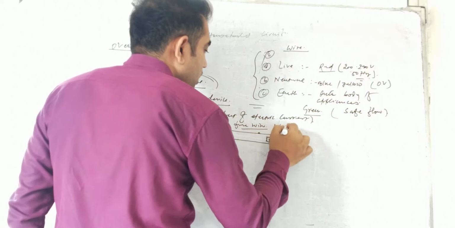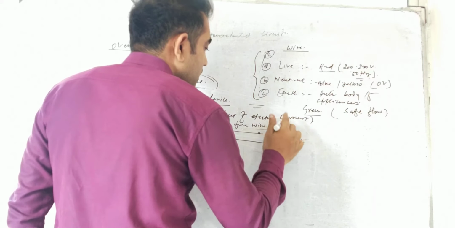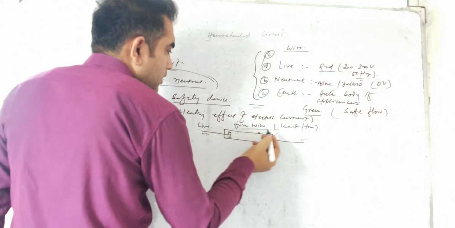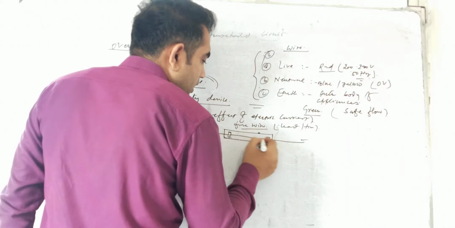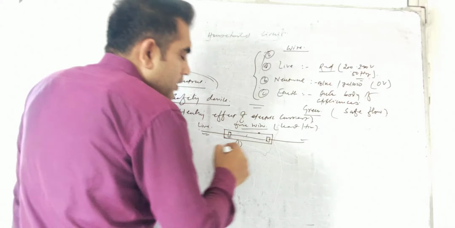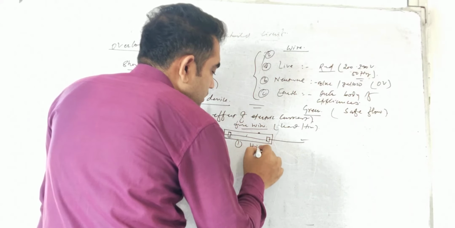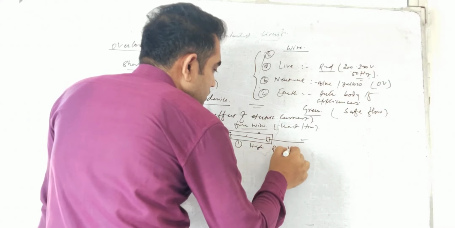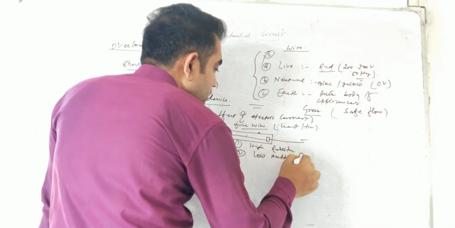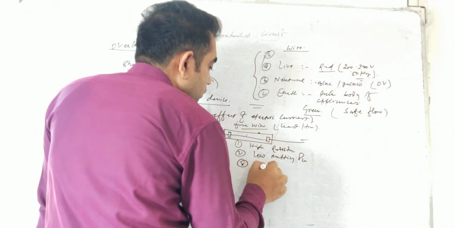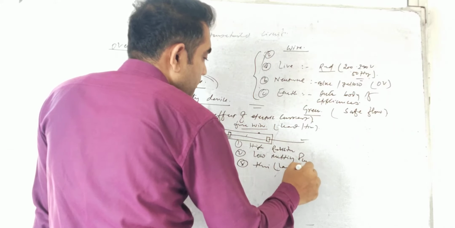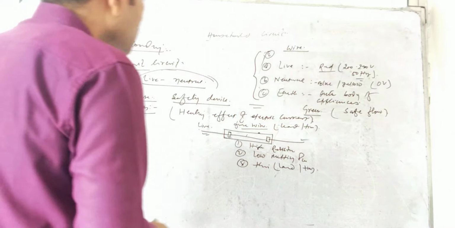Fuse wire is made up of an alloy of lead and tin. We connect the two ends with the fuse wire, and the fuse wire has certain characteristics. What are those characteristics? First, it has high resistance. Second, a low melting point. And third, it is a thin wire, made up of an alloy of lead and tin. So we understood this one.